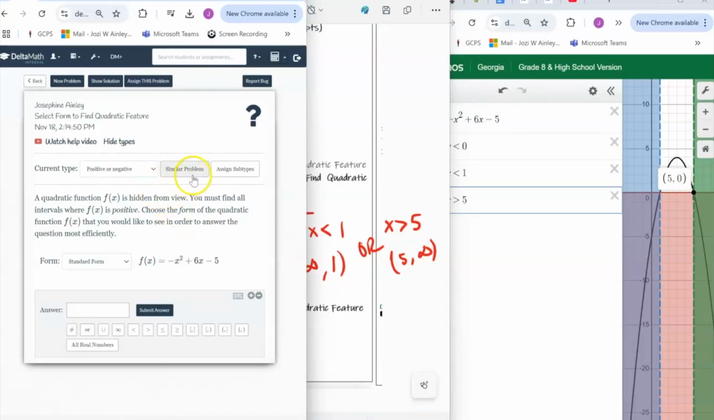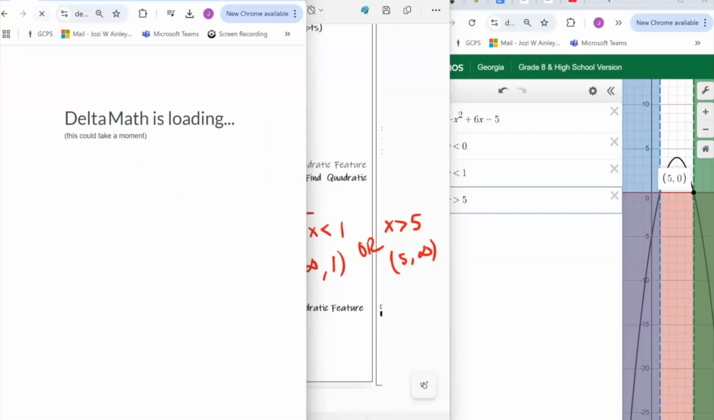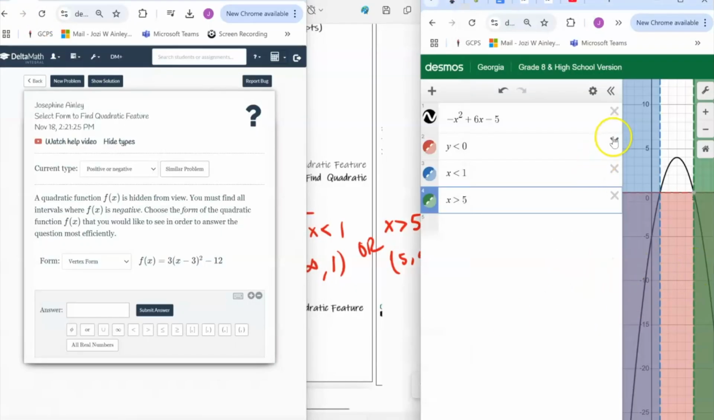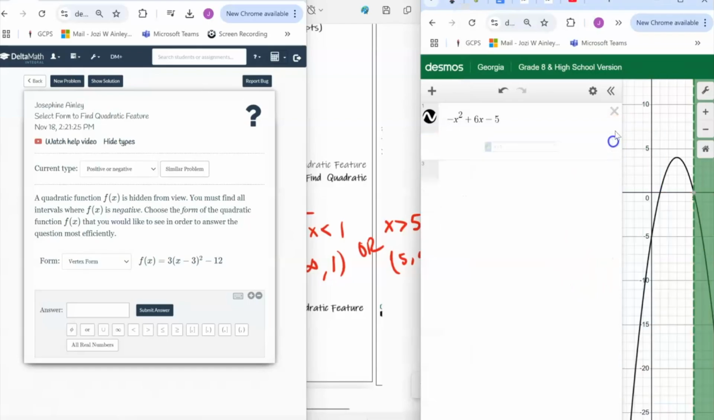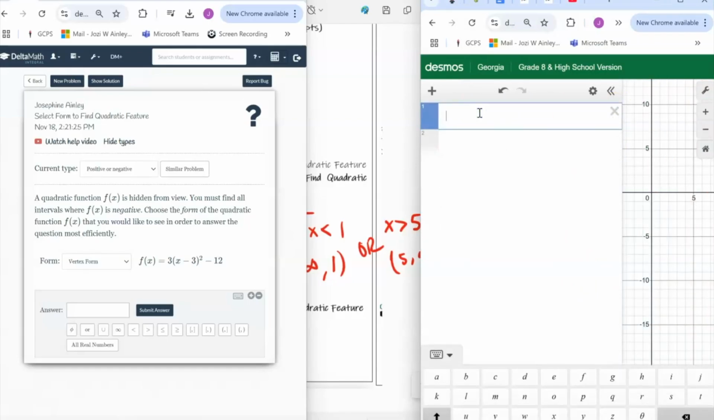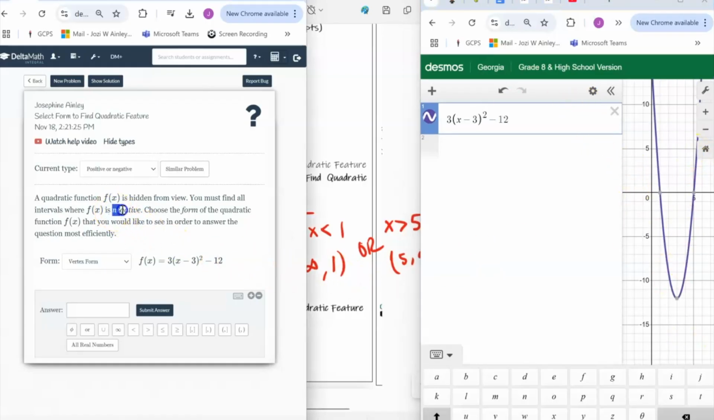Okay, let me go ahead and try another question really fast. So we're going to use Desmos to check our answer. And you can see I used a different form, so it doesn't even matter which form you use. So this is 3 parentheses x minus 3 squared minus 12. All right, cool. So here's my equation. And my question is, when is it negative?